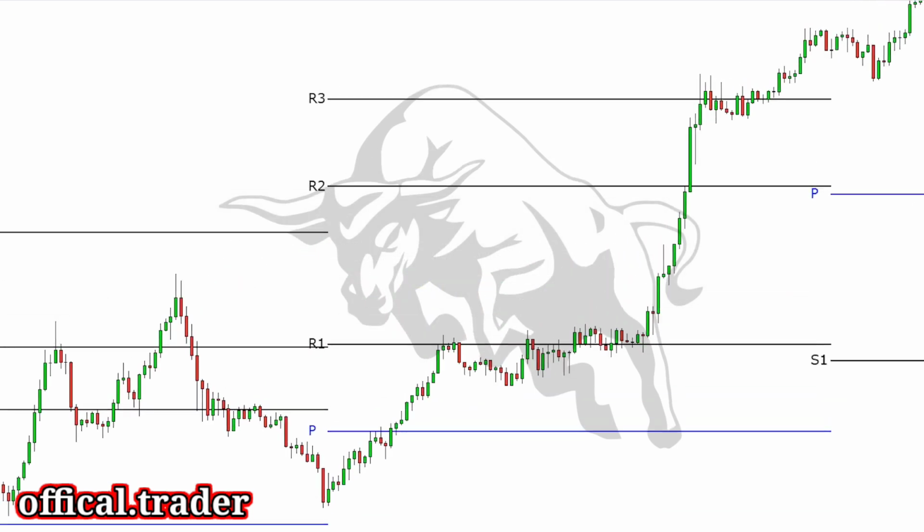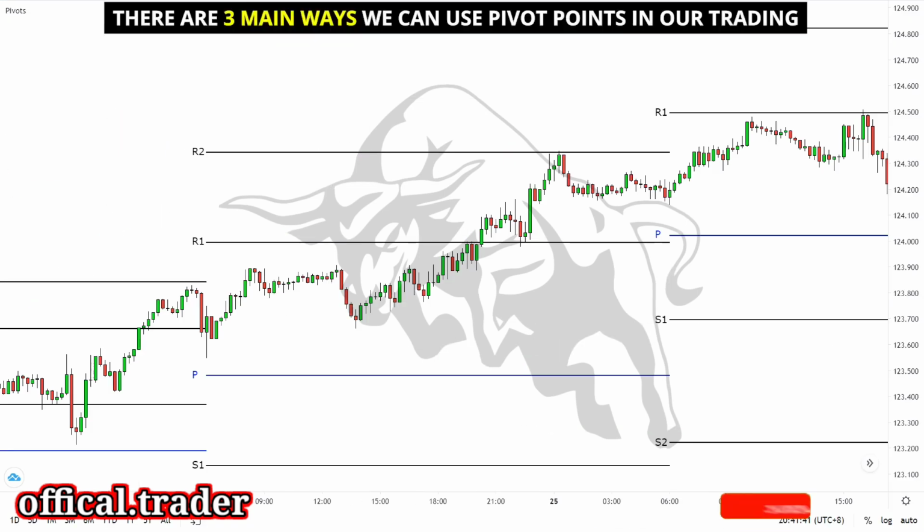For example, here you can see that after a small bounce off of R1 near the start of the day, price breaks through R1, shoots upwards and breaks through R2 and makes it all the way to R3 before the day is over. So while these kinds of days are less common than others, you'll definitely see them happen from time to time. So there are three main ways that we can use pivot points in our trading.